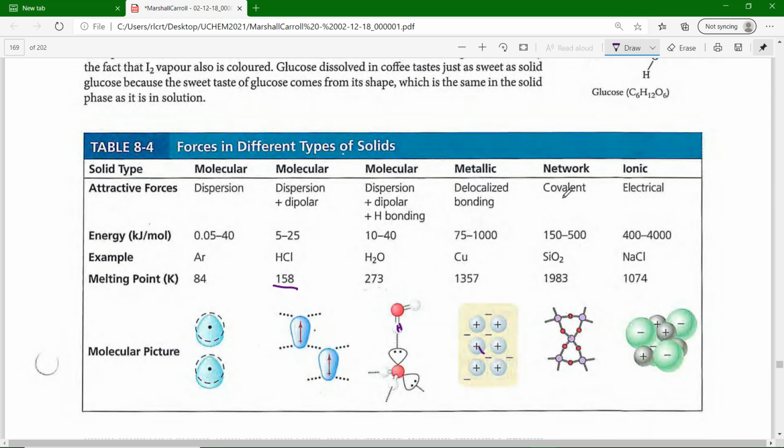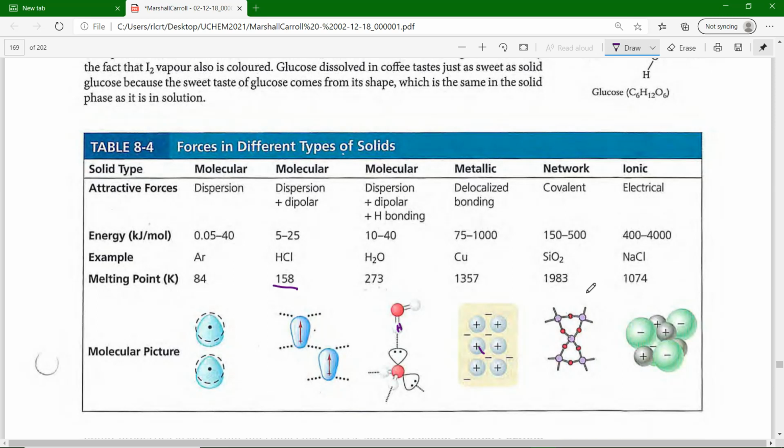You can have a network solid, which is just a bunch of covalent bonds repeating each other, like quartz, silicon dioxide, and those can have quite high boiling points or melting points as well. Look at this one, SiO2, 1983. And then you can have ionic bonding, which we looked at a bit before, things like sodium chloride, 1074 Kelvin is the melting point. So those are some descriptions of types of solids, what kind of bonding there is, and some examples.